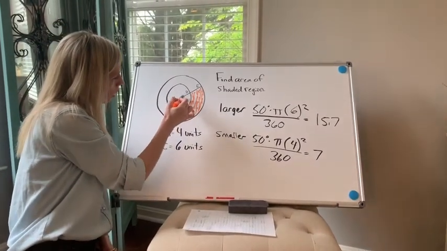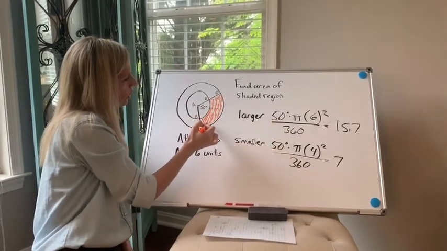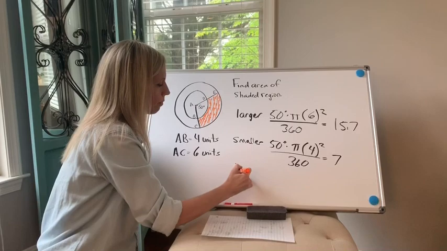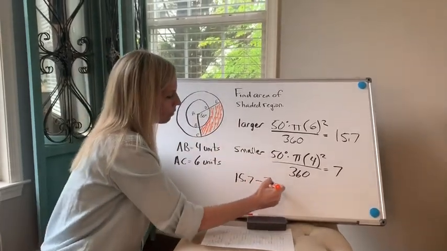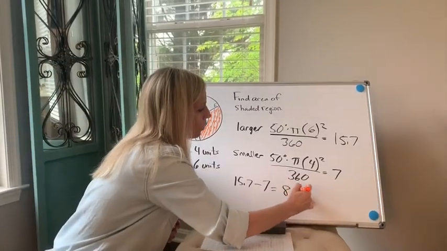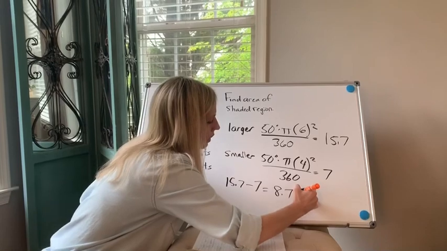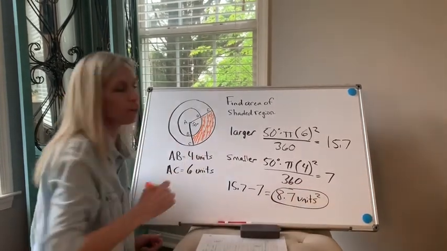This small piece of the pie on this circle is 7. So if I take this larger one, 15.7, and I subtract the smaller one, 7, then that will give me my remainder, which is that orange section, 8.7, and we're just going to call it units squared.